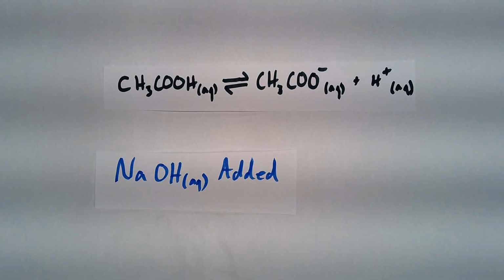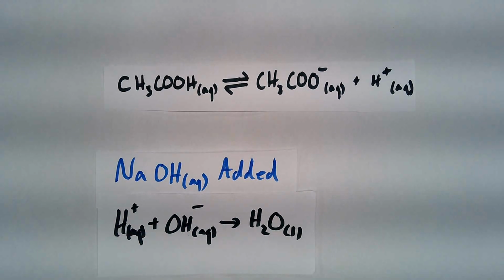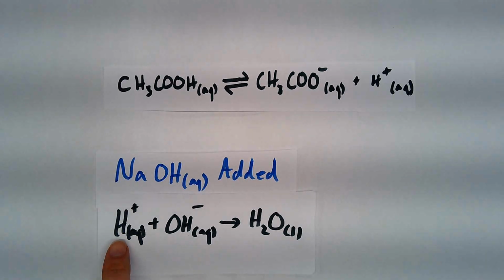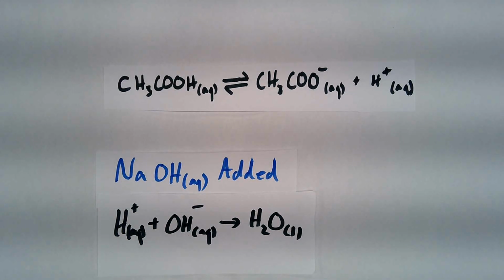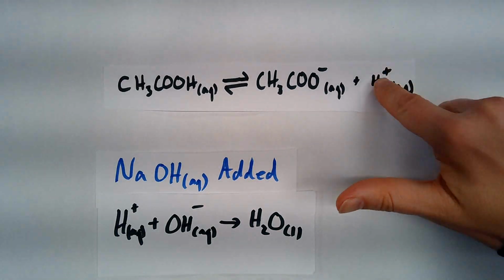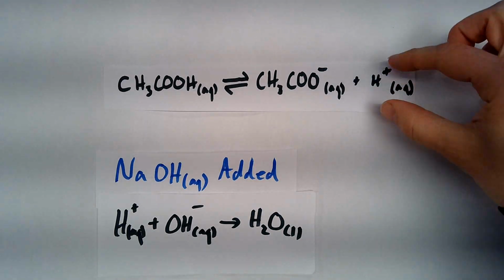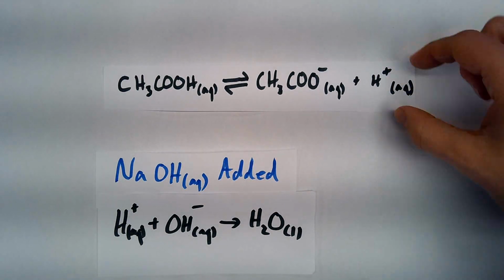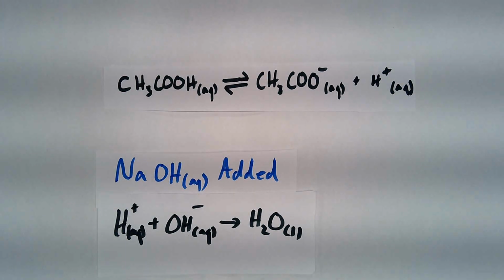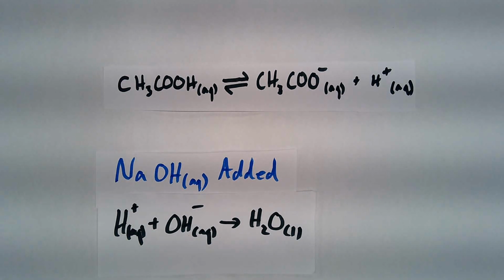So if we add sodium hydroxide, we're going to get the same reaction that we would expect with a strong acid. The H plus and the OH minus are going to neutralise to produce water, which you would imagine means that we are using up the H plus, and you would expect if the concentration of H plus is going to go down, you would expect the pH to go up. But that's not quite what happens here.